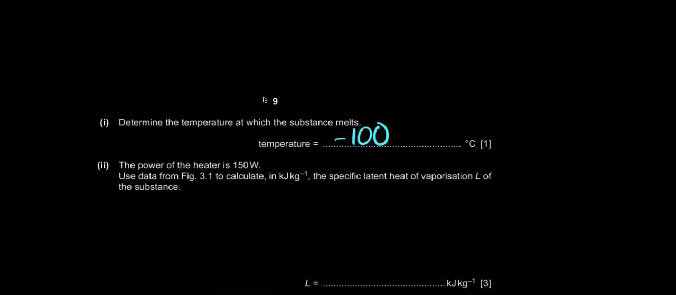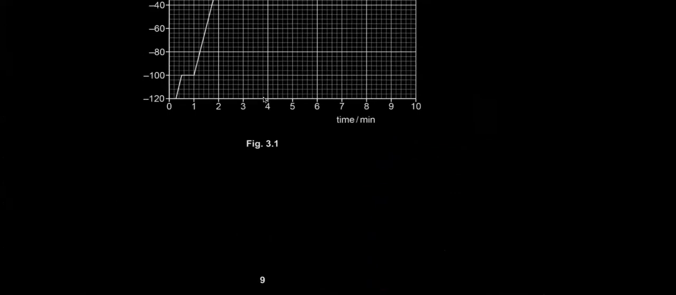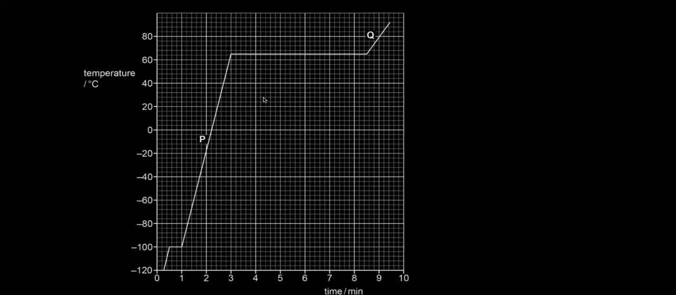The power of the heater is 150 watts. Use data from figure 3.1 to calculate in kilojoules the specific latent heat of vaporization of the substance, right? Vaporization talks about making something into a vapor, so changing the state from liquid to gas. So if we go back up, if this is melting, this must be the boiling part of the object that we have, right?